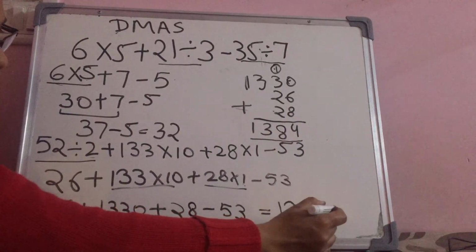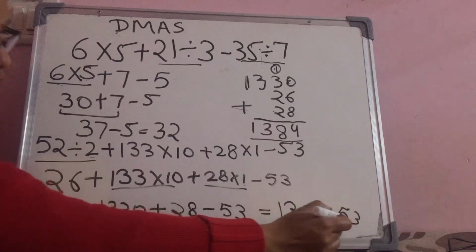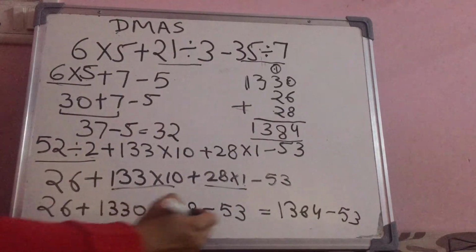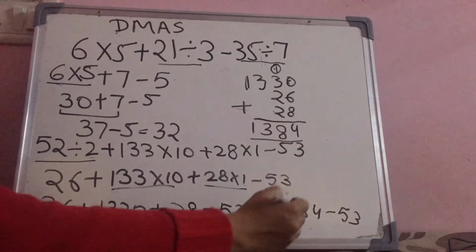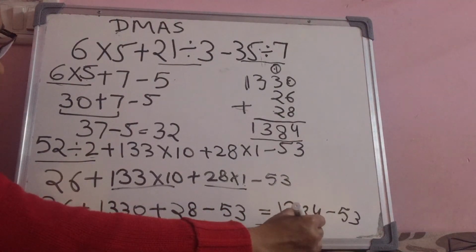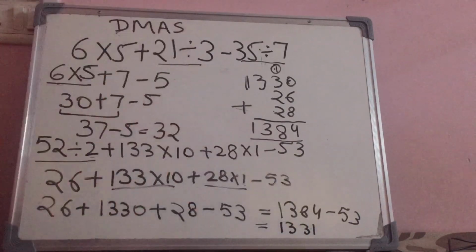1384 minus 53. Now you have to subtract 53 from 1384. You can also write them separately and subtract. In column, I'll subtract it directly, we get 1331. So this will be the answer.